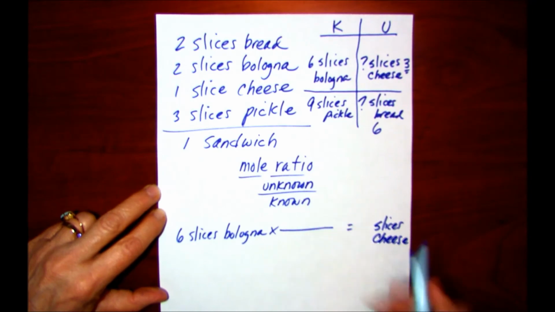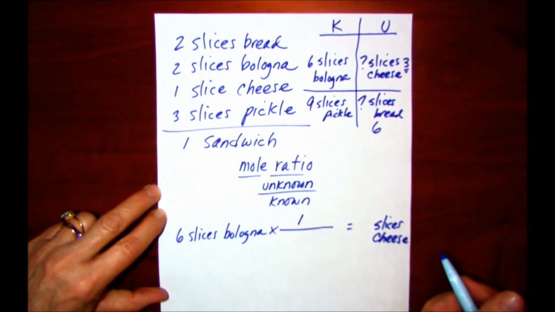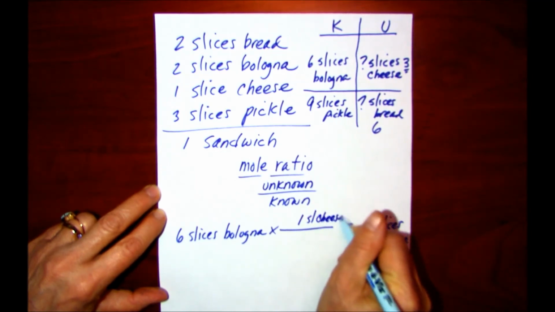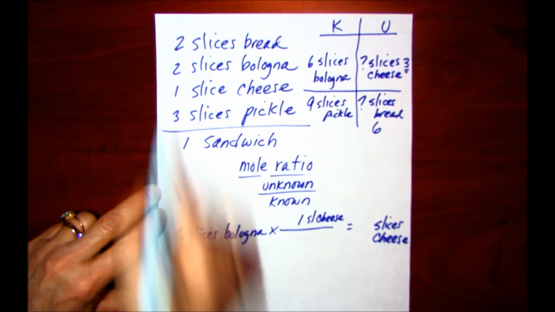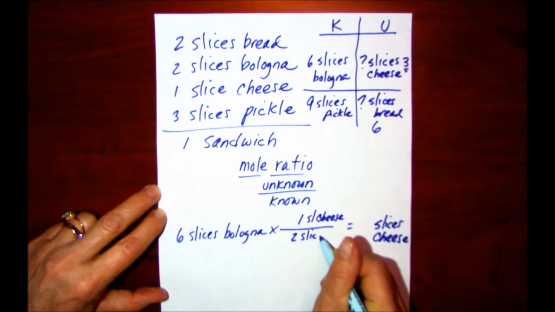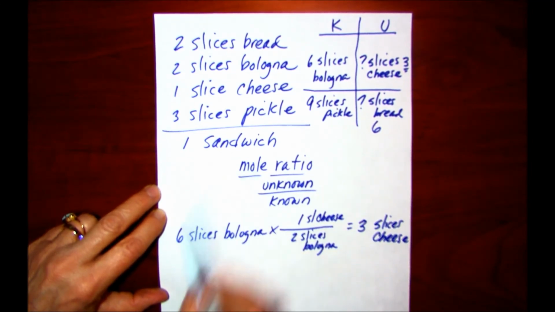The unknown thing that we're looking for is the cheese. That goes on the top, 1. There's 1 slice of cheese for every 2 slices of bologna. So 6 times 1, 6, divided by 2 is 3. Same answer that you get by doing that in your head. But this is the way we're going to do our stoichiometry problems using this mole ratio.